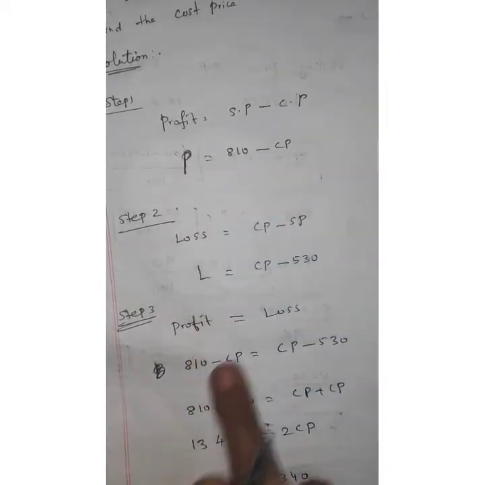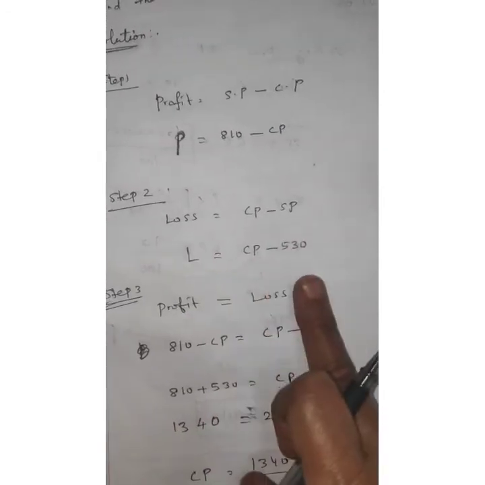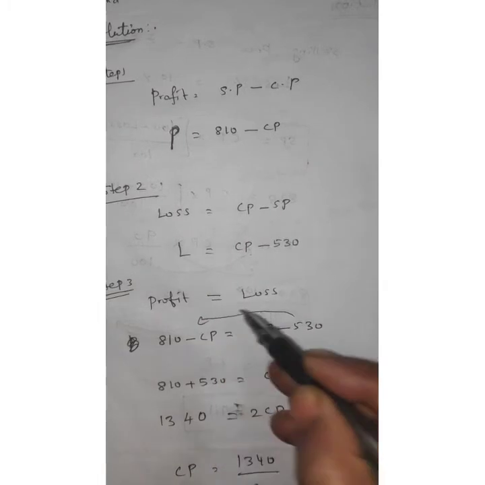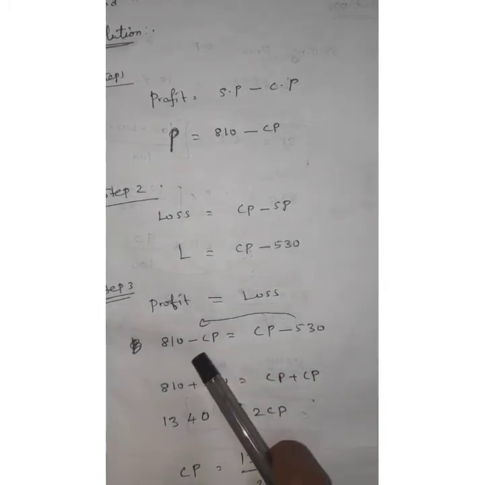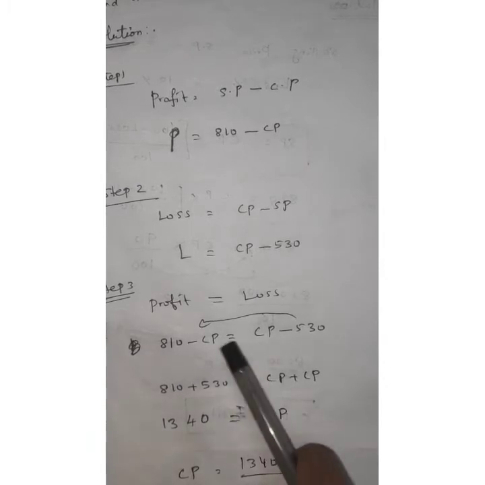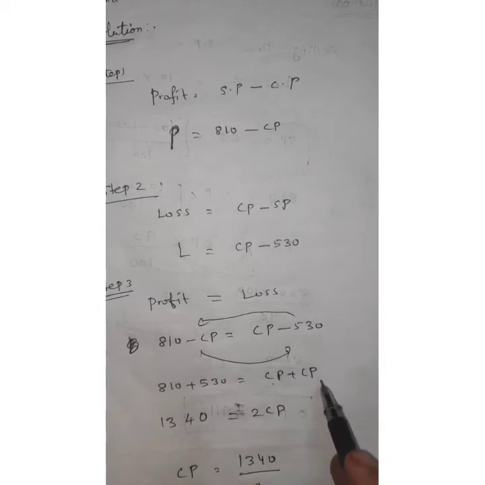For profit, the answer is 810 minus CP equal to CP minus 530. Now this minus 530 changes its sign to plus 530 on the other side. So 810 plus 530 is equal to CP. This minus CP becomes plus CP. Here one CP, here one CP. Total how many CP is there? We have 2 CP.